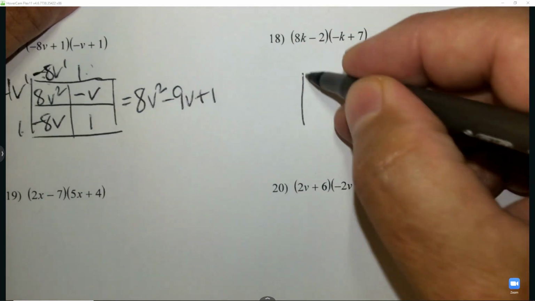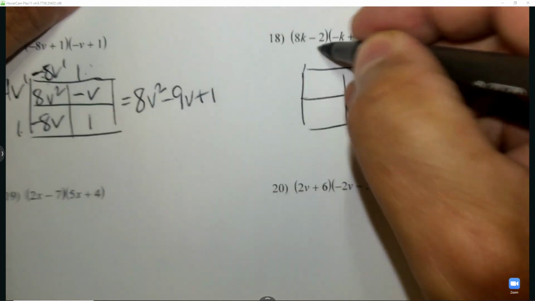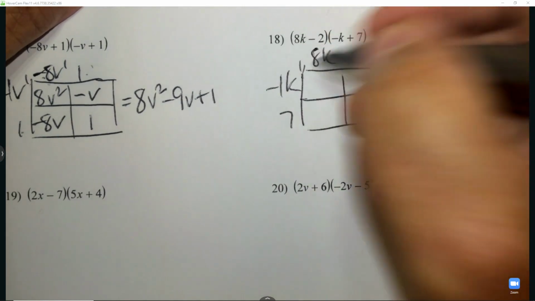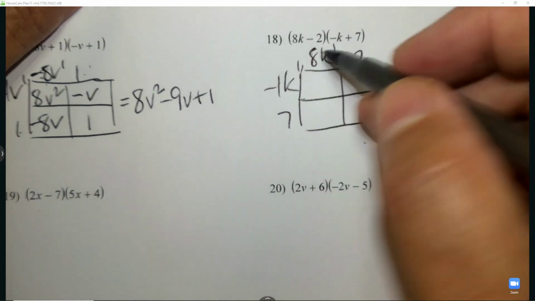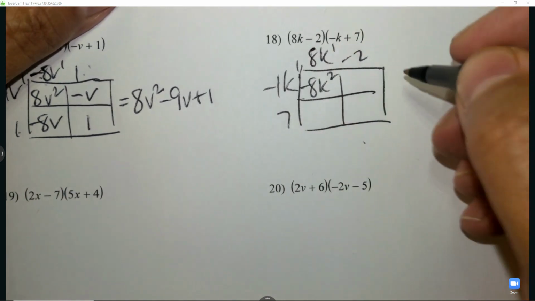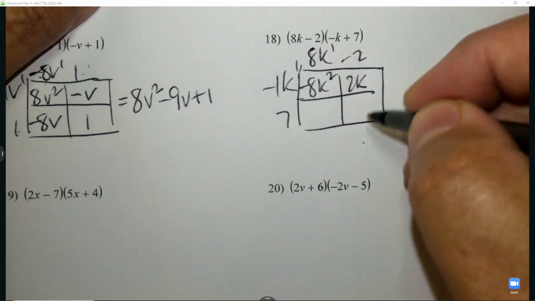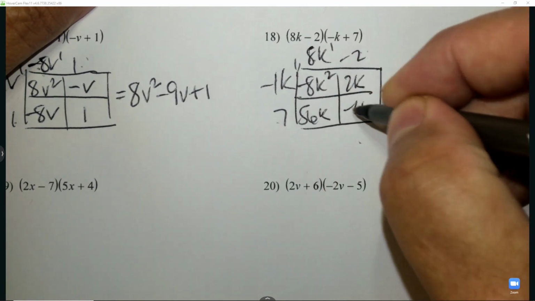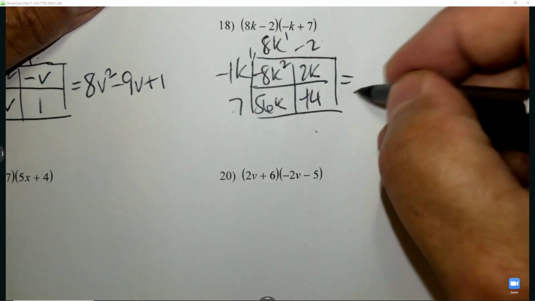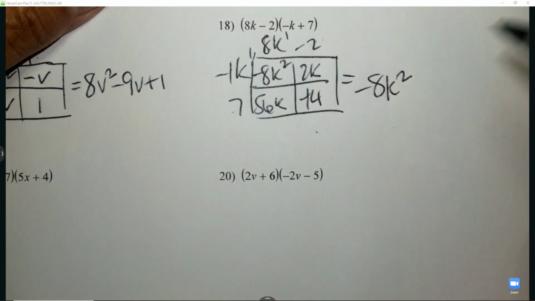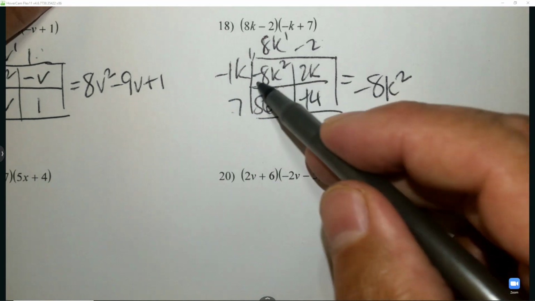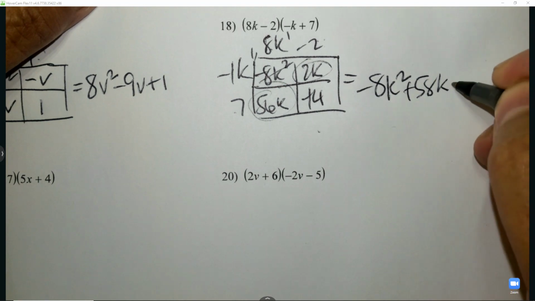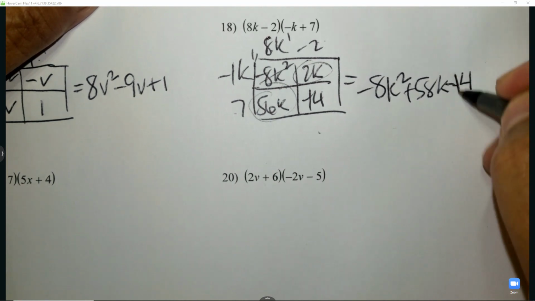Number 18, again, working with me here. We have a binomial and another binomial, and we multiply it out. Remember, that's a negative 1. The exponents are 1. Negative 1 times 8. And then the exponent, negative times a negative, that's positive 2k. 7 times 8, that's 56. And 7 times negative 14. And then we're going to combine like terms. So we have negative 8k squared, but 2 plus 56 is 58. And then there's the minus 14. There it is. Done.